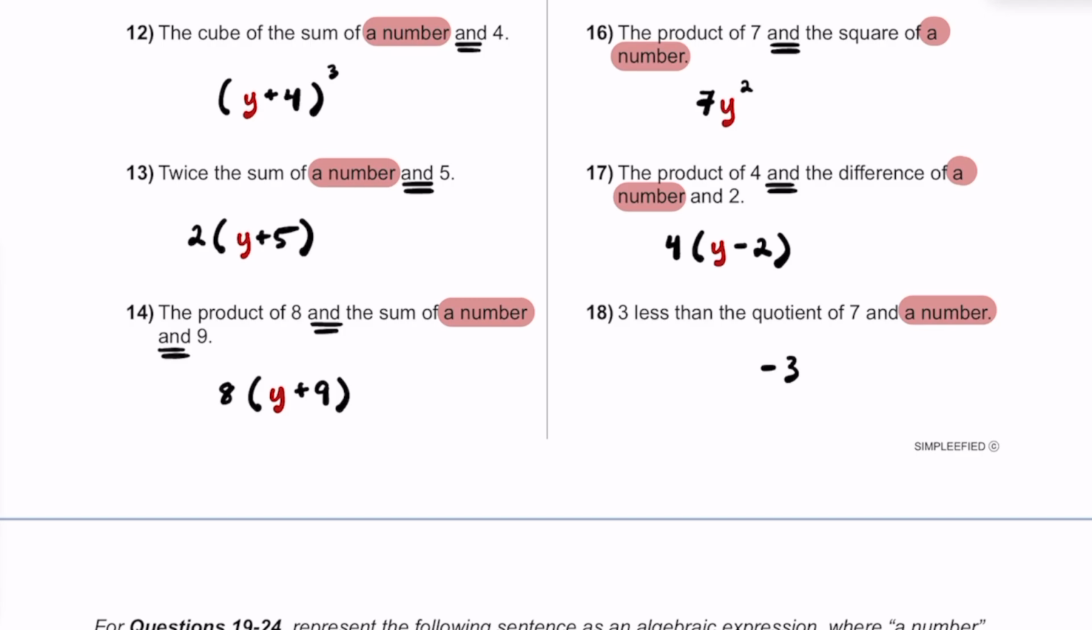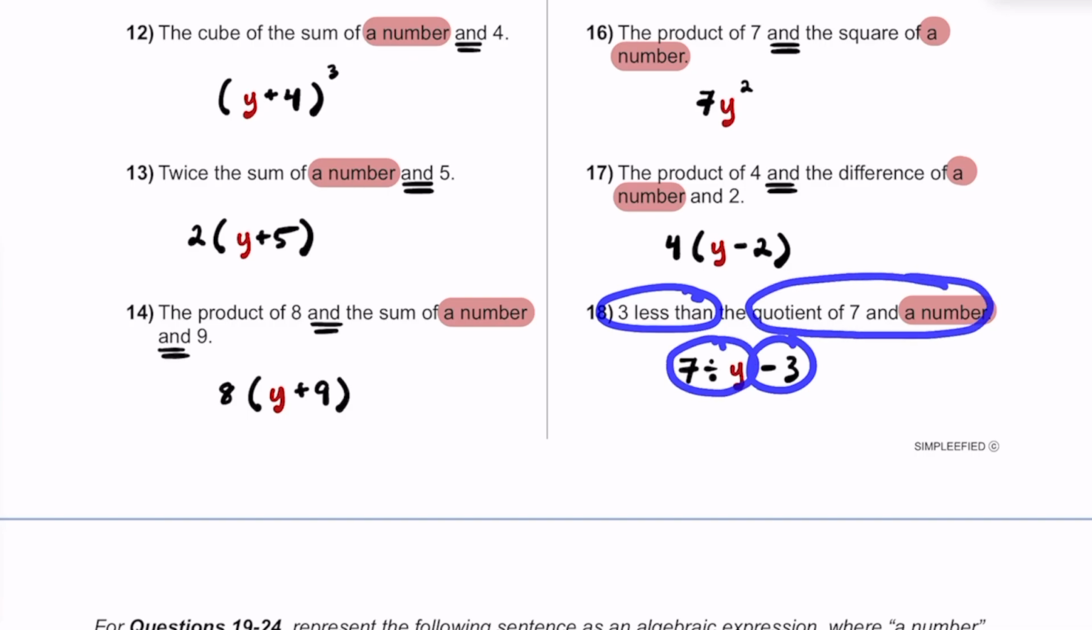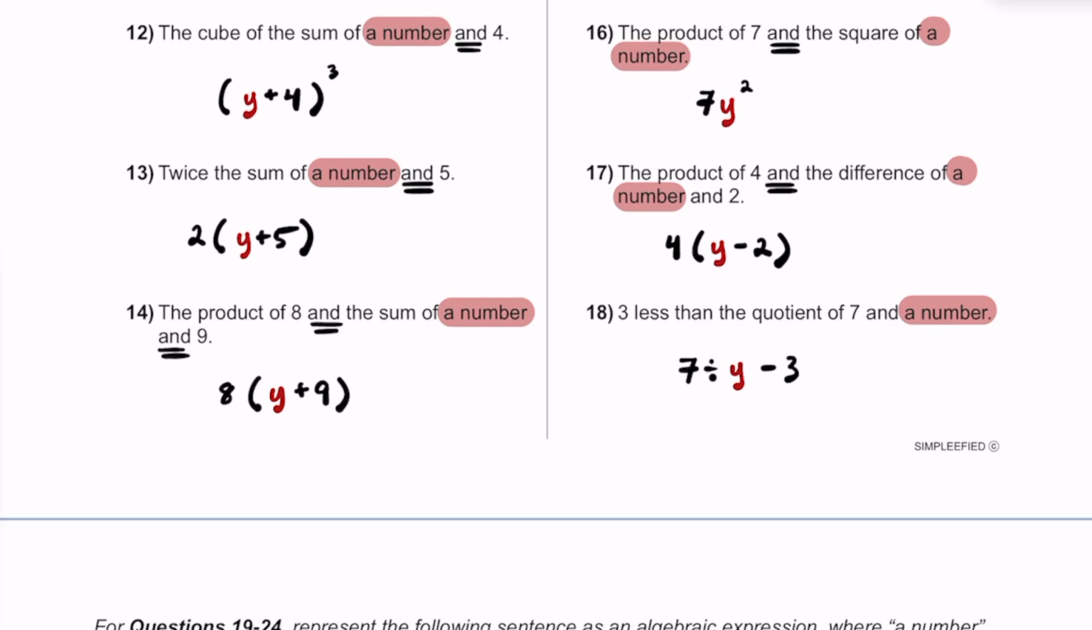So a quotient, you can write it as a division problem. So it's the quotient of 7 and a number. So I'm going to say it's 7 divided by this y. So this would be one way you could write it. So we have 3 less than, which is right over here. We're taking away 3 from what? The quotient of 7 and a number. So that's right over here. That's the division. You could also rewrite this using a fraction bar, as you'll see oftentimes in algebra, but we'll write 7 over y. That's the quotient as well. And then you would take away 3 afterwards. So that would be another way we could write it.